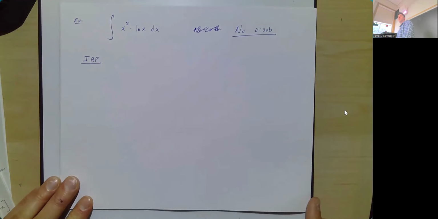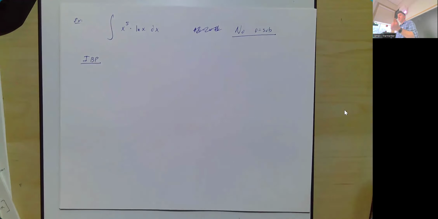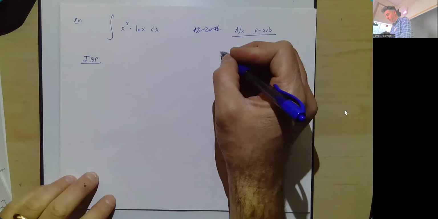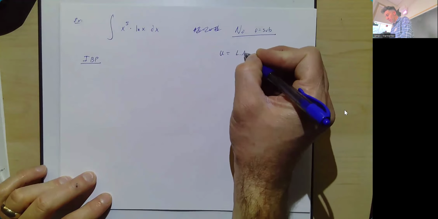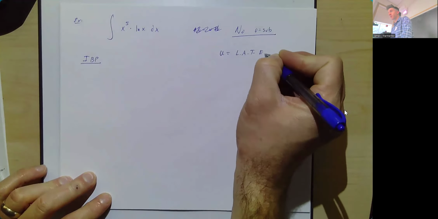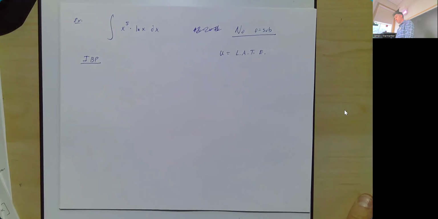What should be my choice for u? The x to the fifth or the natural log of x? According to our acronym that I was talking about before, well, I've got a logarithm, so u should equal the logarithm. Here's another way to think about it. When you take the derivative of the natural log of x, what do you get? You get 1 over x, which is a simpler function.